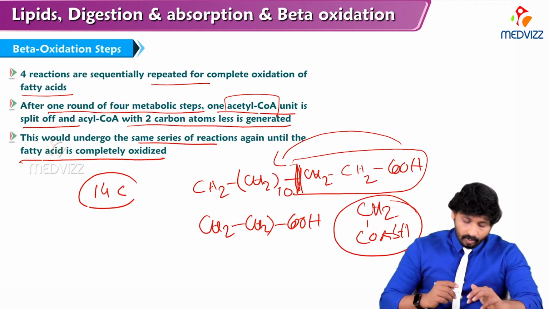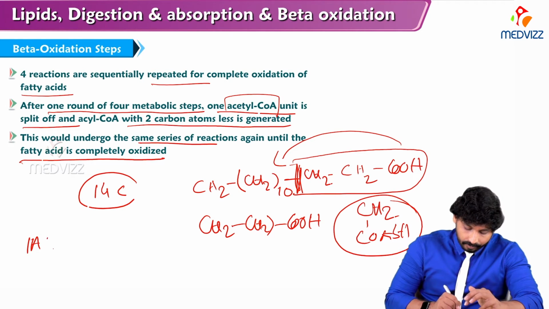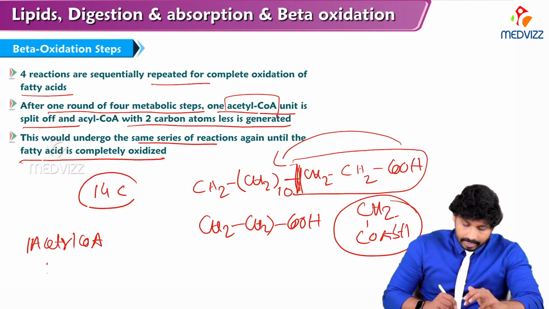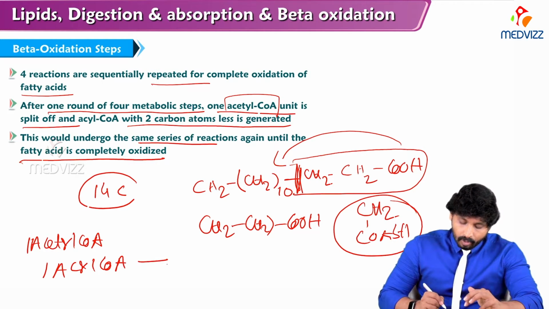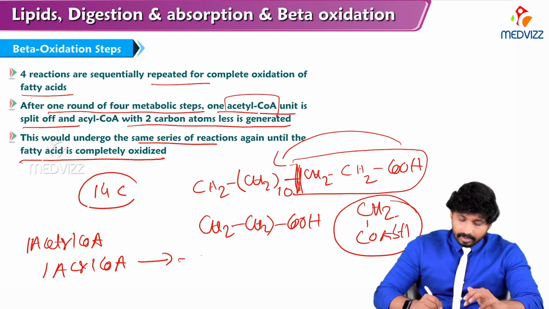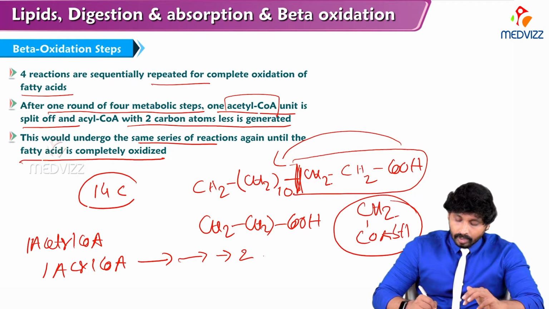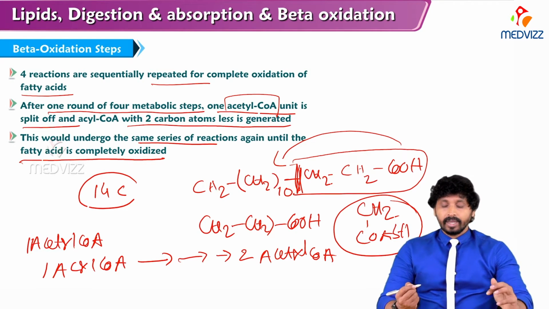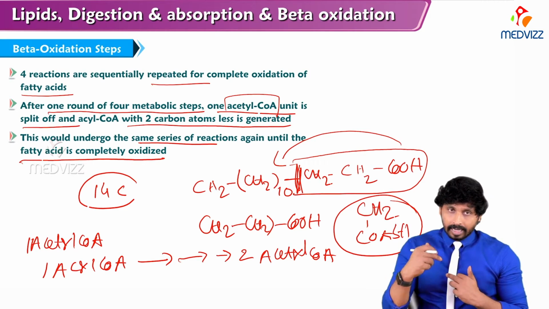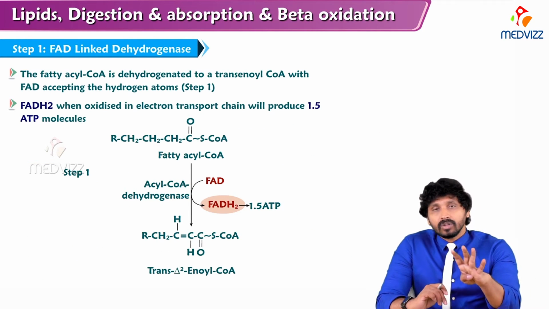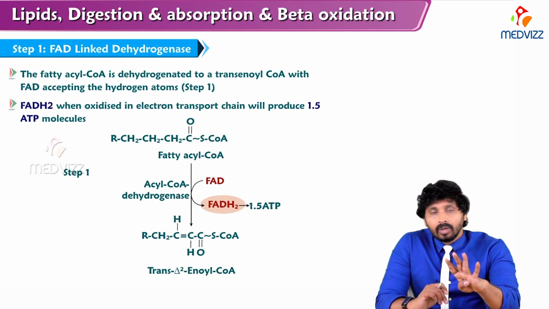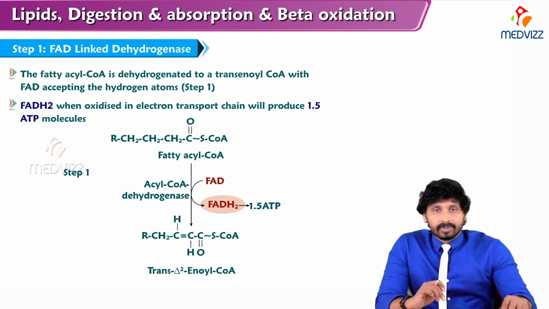In the first cycle, you will get 1 acetyl-CoA and 1 acyl-CoA. And this acyl-CoA keeps on going through repeated cycles until you form 2 acetyl-CoA. So this is a repeated cycle. You see here step 1. So beta oxidation proper has got 4 steps: 1, 2, 3 and 4, and we will study one by one what steps are taking place here.